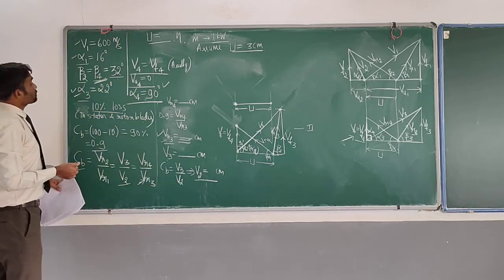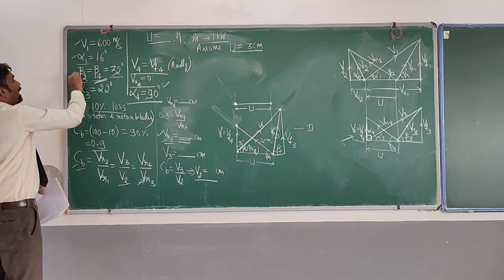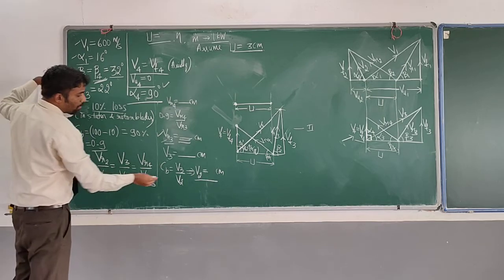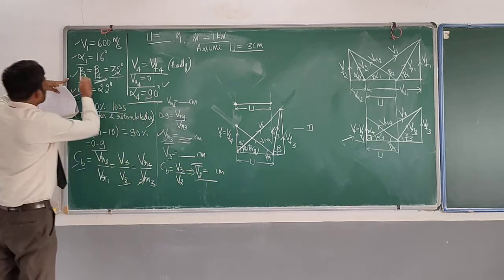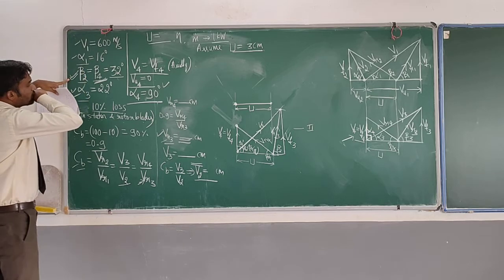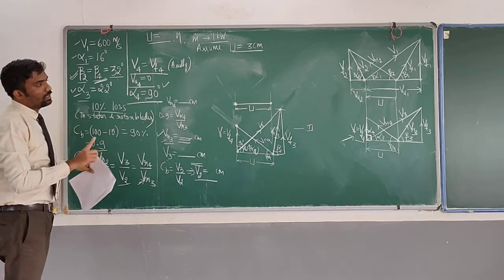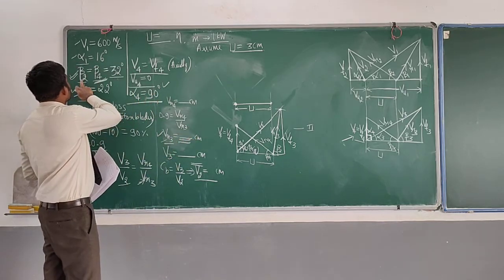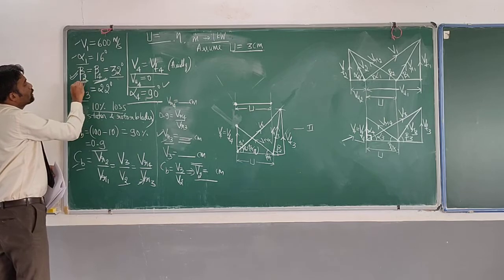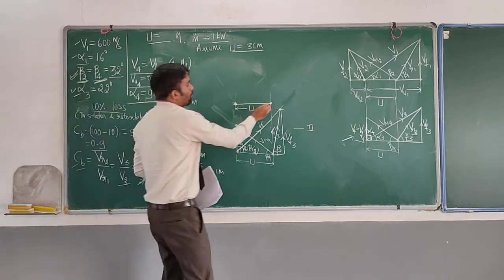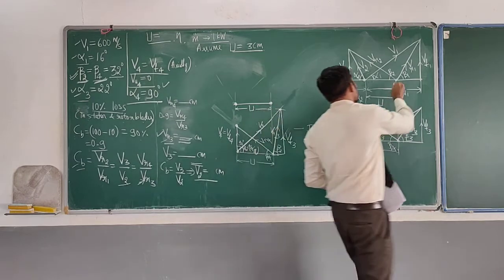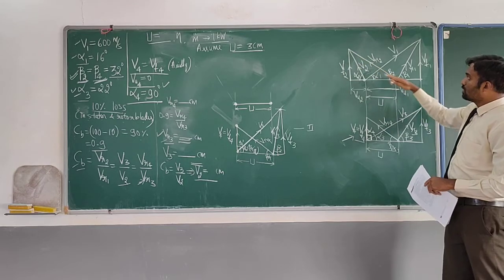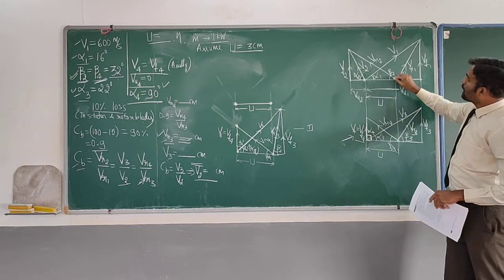What else do I know? I know the angle beta 2, and I know the length V2. Using this, we can get the outlet velocity triangle for the first stage. I have to draw an angle equivalent to beta 2, which is 32 degrees, from this point. If you carefully see over here, from this point it is beta 2 and towards this side.